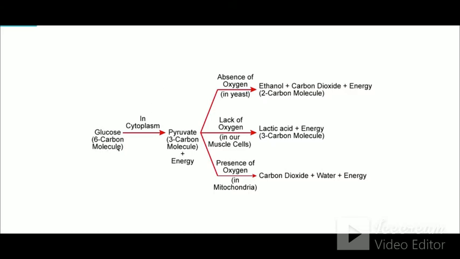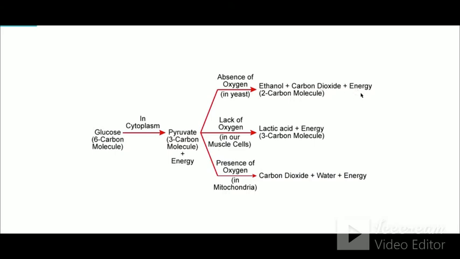Glucose, which is a 6 carbon molecule, is present in cytoplasm. The process takes place in cytoplasm and converts it to pyruvate. Pyruvate is a 3 carbon molecule and energy is released during that. Now, after pyruvate, the condition differs in three different ways. First, in yeast, there is total absence of oxygen. That means no oxygen is present during respiration. So, when oxygen is not there, ethanol, carbon dioxide and energy are released.